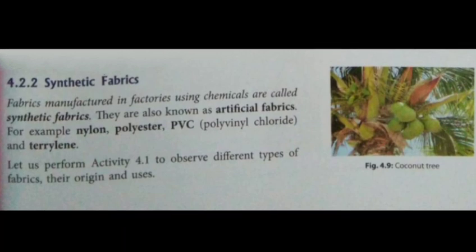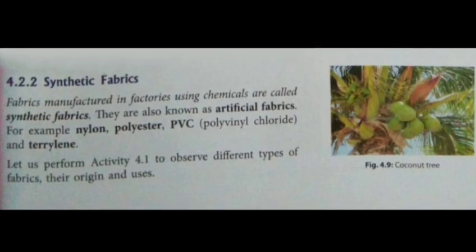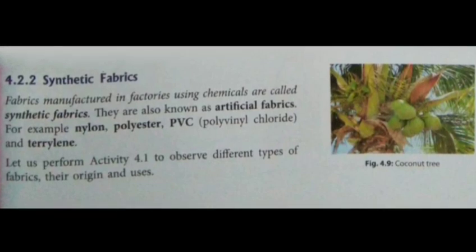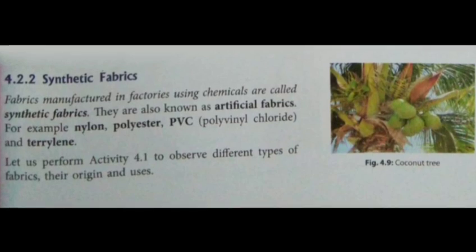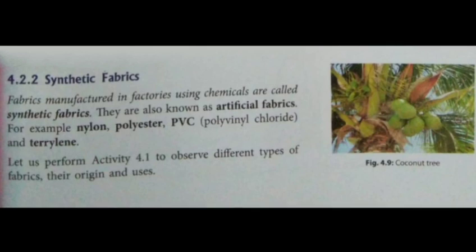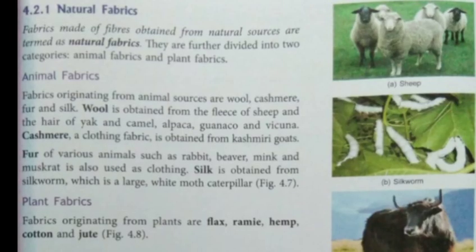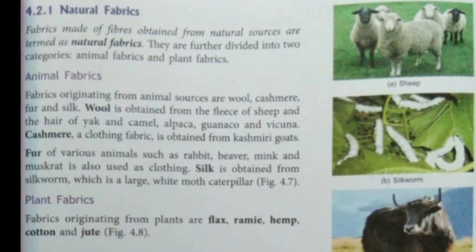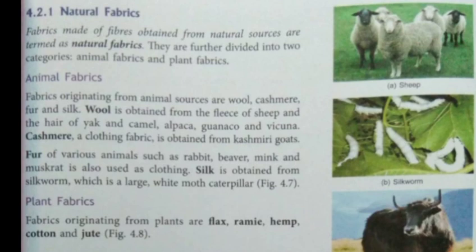Then come the synthetic fabrics. These are the fabrics that are manufactured in factories using chemicals. These are called synthetic fabrics or artificial fabrics, or we can say the fabrics obtained from synthetic fibers. The examples of synthetic fabrics are nylon, polyester, PVC or polyvinyl chloride, and terylene. But in this chapter, we are going to study in detail the plant fibers. We will be studying cotton and jute.